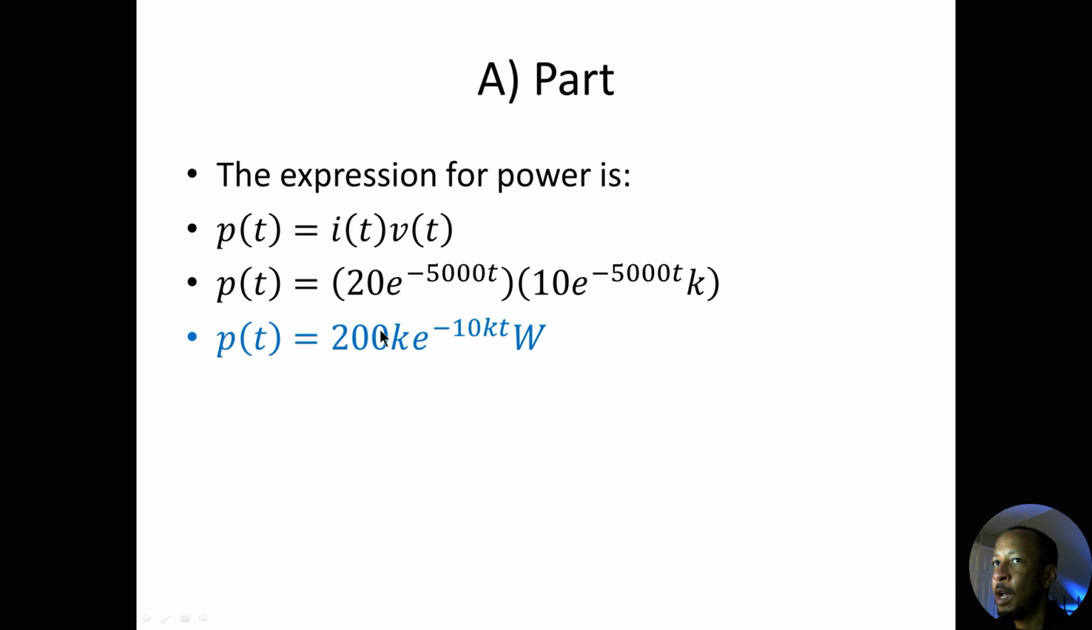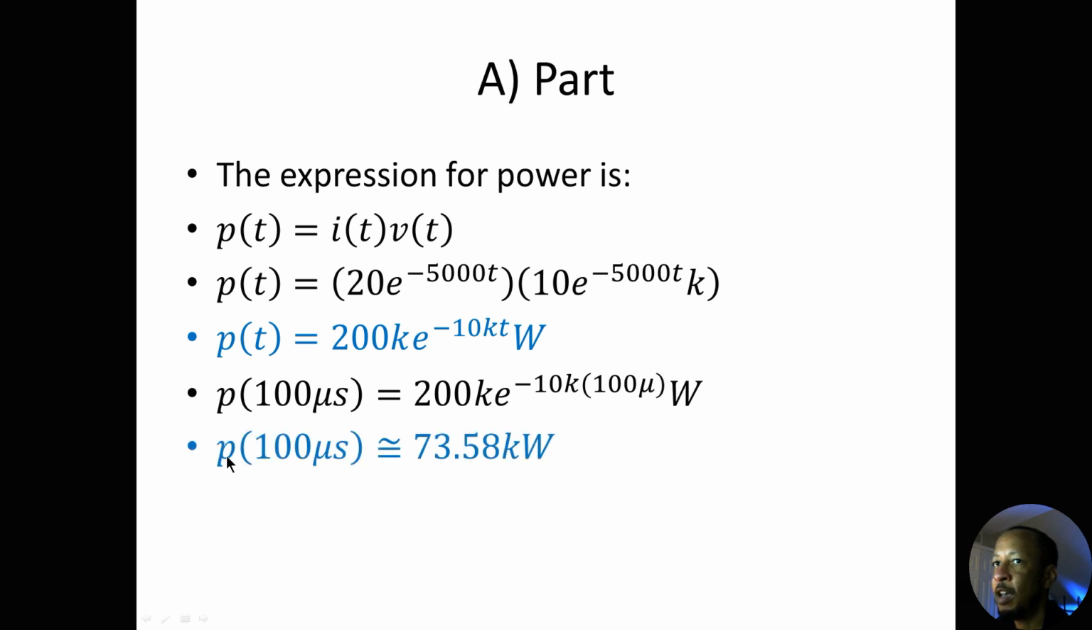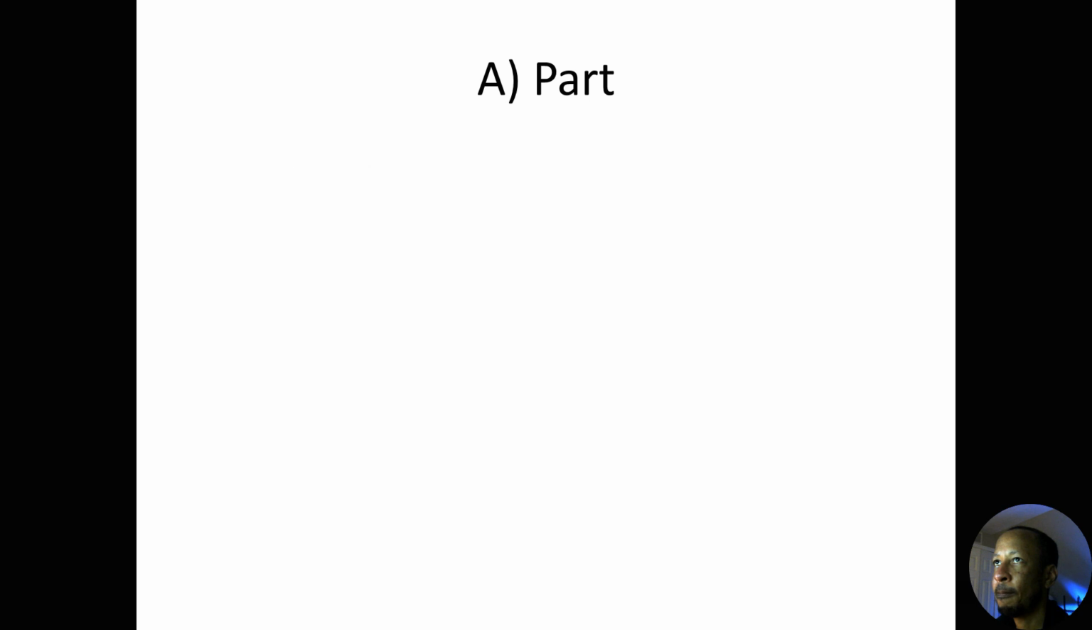What we're going to do now is evaluate that power expression at 100 microseconds. When we do that, we end up with 200k e^(-10k times 100 micro). All of that, of course, is in watts. Then p(100 microseconds) is approximately 73.58 kilowatts.